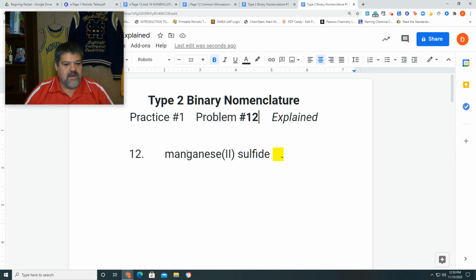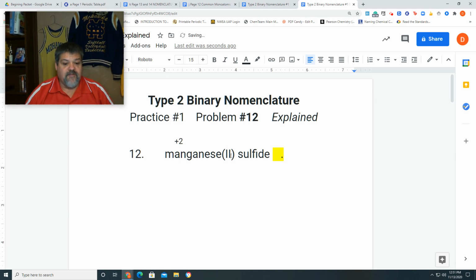So the first thing that we need to do is see, okay, where is manganese? Let's make sure it's type 2. I see a Roman numeral, so we're going to assume that it's a type 2, but we always got to double check. What is the symbol for manganese, and then what is the symbol for sulfur? Well, we look at manganese. Right away, we know that manganese is going to be a plus 2.